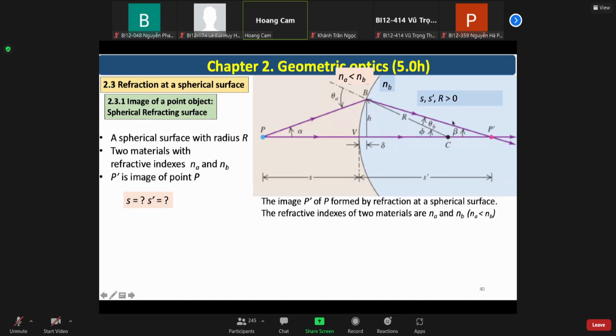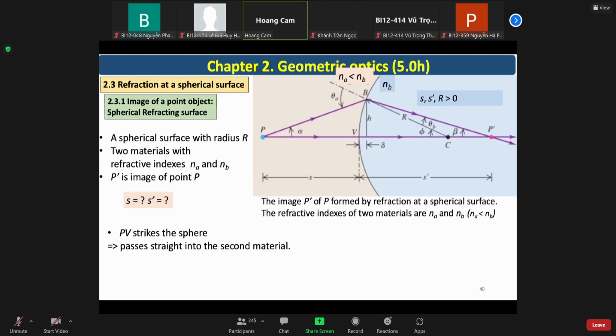Here we have the image P prime of P formed by refraction at a spherical surface. In this example, the refractive indexes of the two materials are nA and nB. Even though they don't mark nA smaller than nB, if you look at the figure, you see the relationship between the angle of incidence and the angle of refraction. If you focus on the lecture, you know that if theta A is smaller than theta B, that means nA is smaller than nB. All of them are consistent with each other.